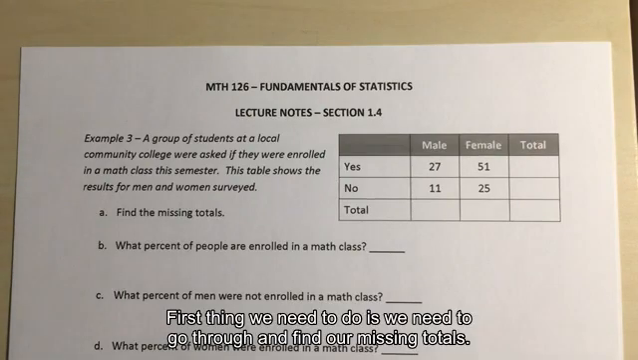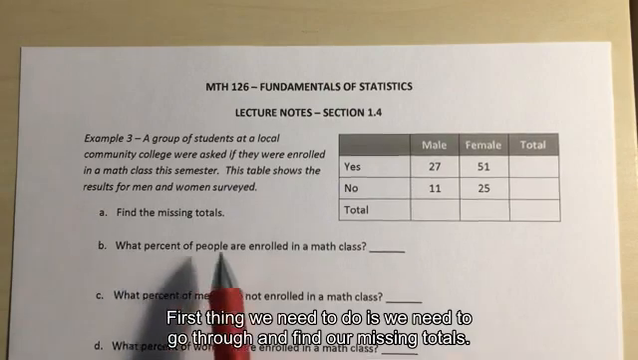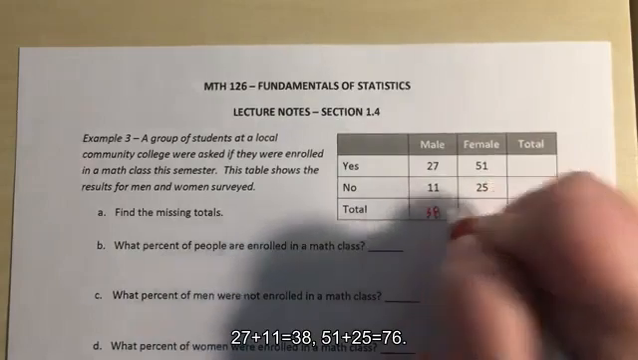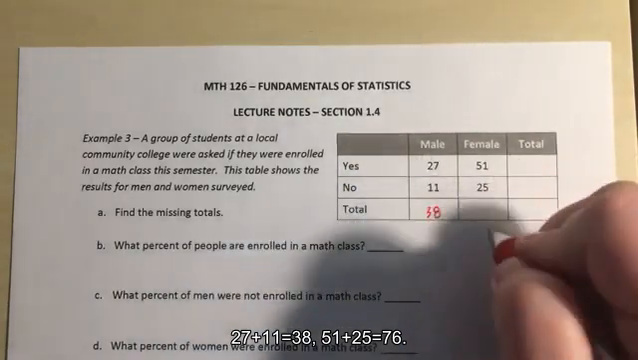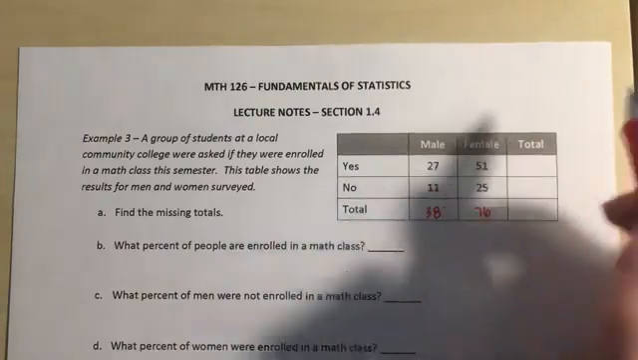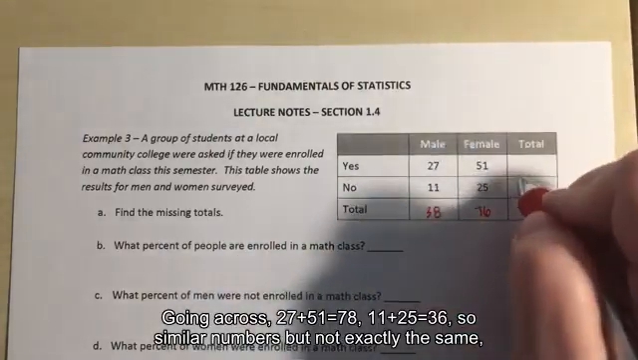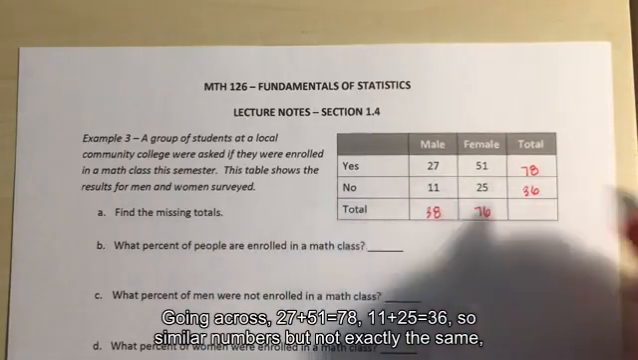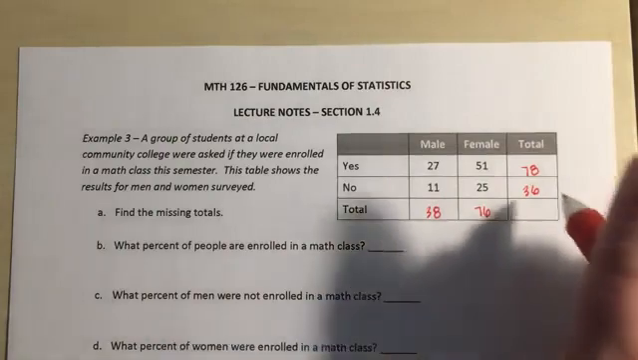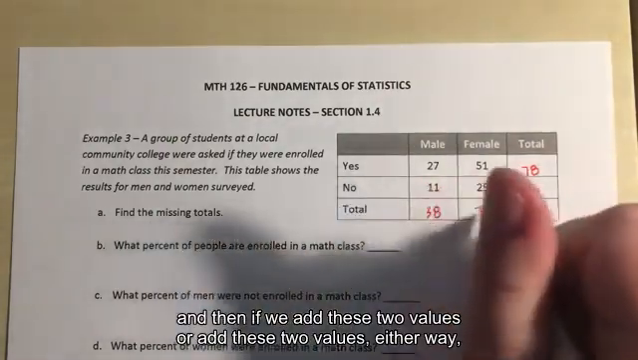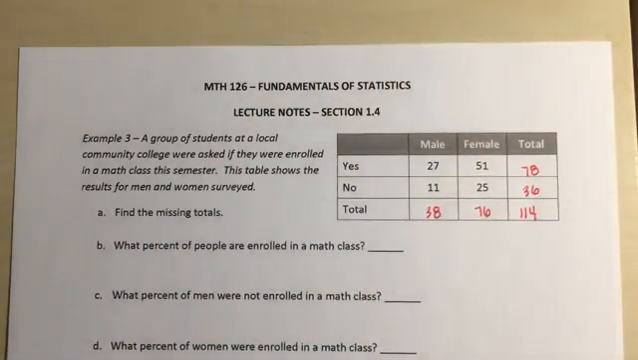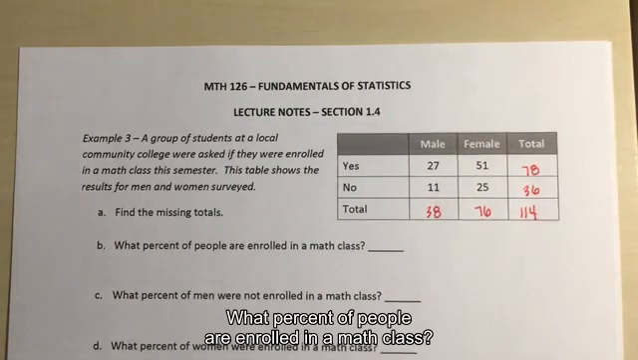So first thing we need to do is go through and find our missing totals. 27 plus 11 gives us 38. 51 plus 25 gives us 76. Going across, 27 plus 51 gives us 78. 11 plus 25 gives us 36. So similar numbers, but not exactly the same. And if we add these two values or these two values, either way, we should get our total of 114.